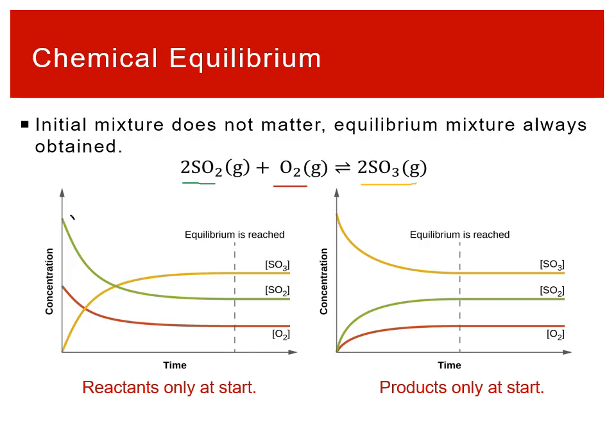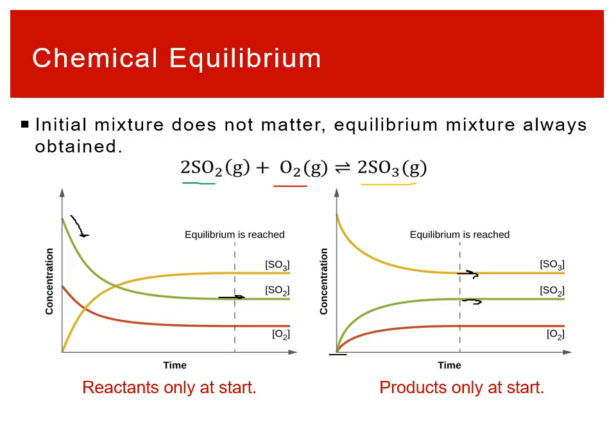Like we looked at in kinetics, your concentrations were changing, and eventually they reach a point where they're flat. That's where equilibrium is. That's what we mean when we say the concentration stops changing. It's just a constant value over time. And it's important to note it doesn't matter if you started with, say, only product, say only the yellow line, eventually everything still flattens out.